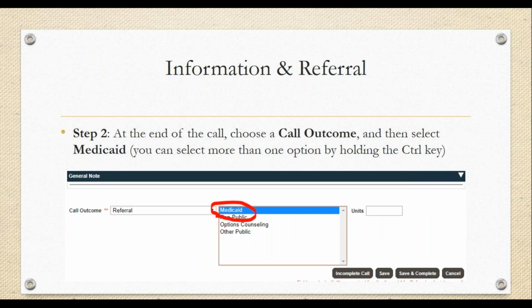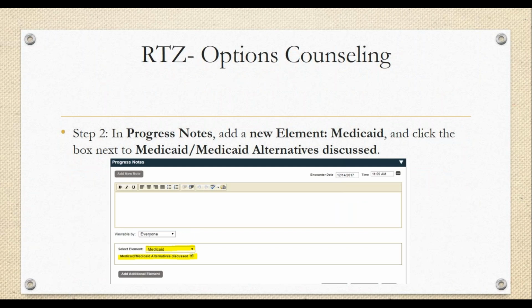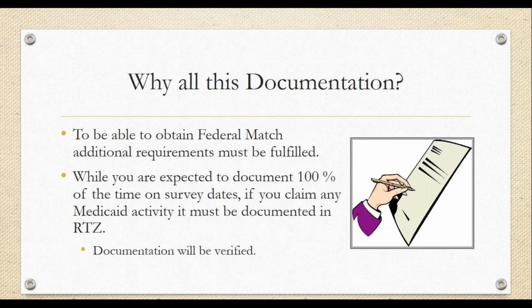There are somewhat the same steps for recording option counseling in RTZ. Step 1, in progress notes, you add a new note describing how Medicaid or Medicaid alternatives were discussed. In this example, it says client is interested in learning about different types of residential facilities. Client qualifies for Medicaid, pulled a list of facilities that accept Medicaid payments. And step 2, in progress notes, we add a new element, Medicaid, and say Medicaid alternative discussed. And if you have any questions about RTZ, or need training, get in touch with Lacey, and she will schedule a training.